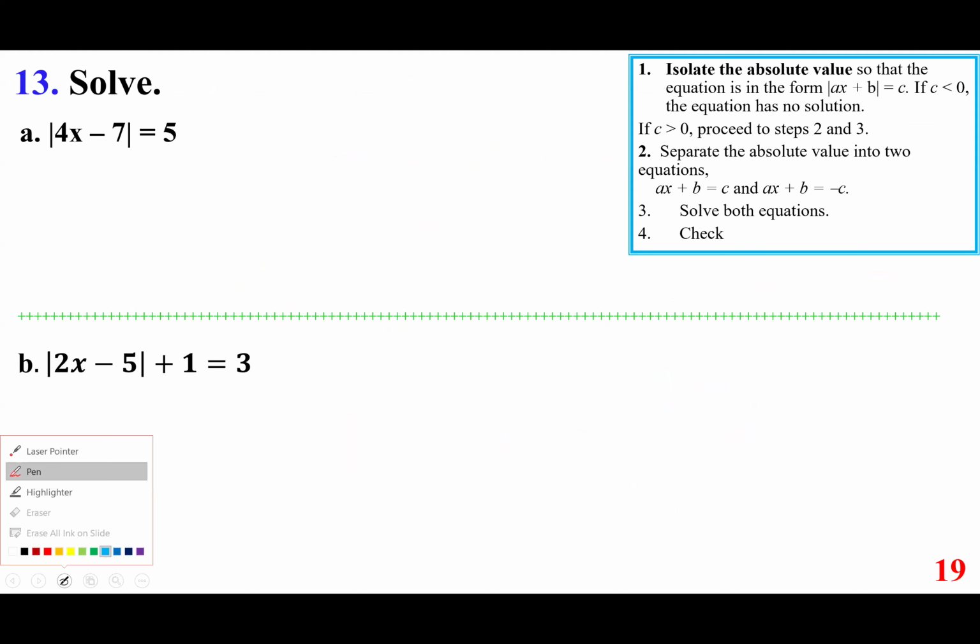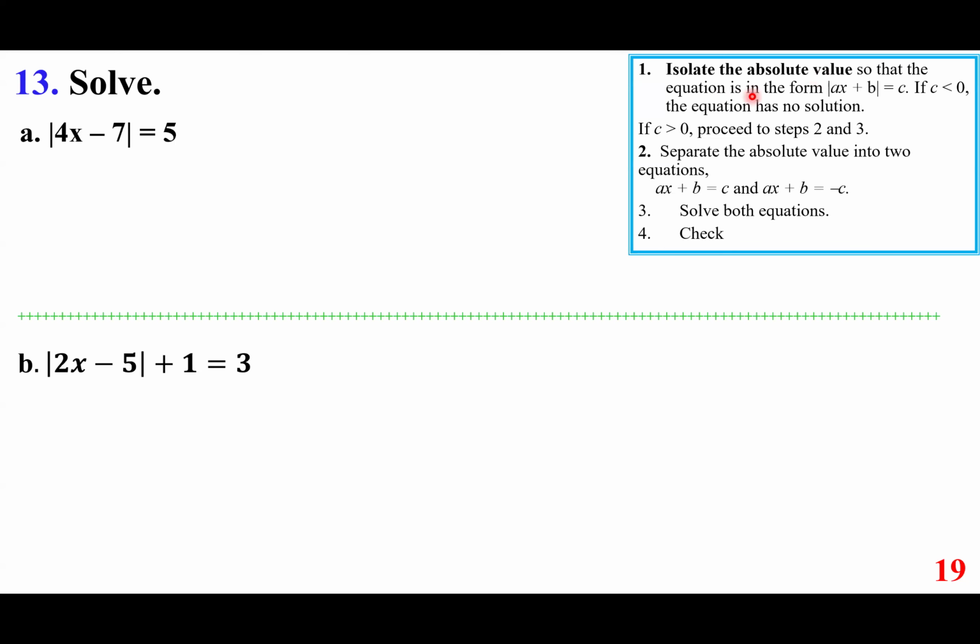Solve, and we are looking at absolute value equalities. So let's look at the process. Anytime you solve absolute value, either equality or inequality, your first step is the same thing. Isolate the absolute value.